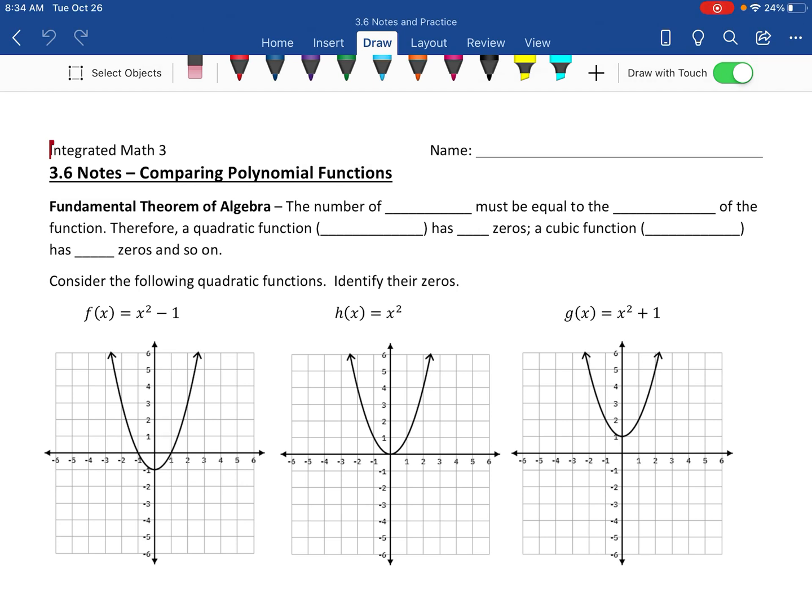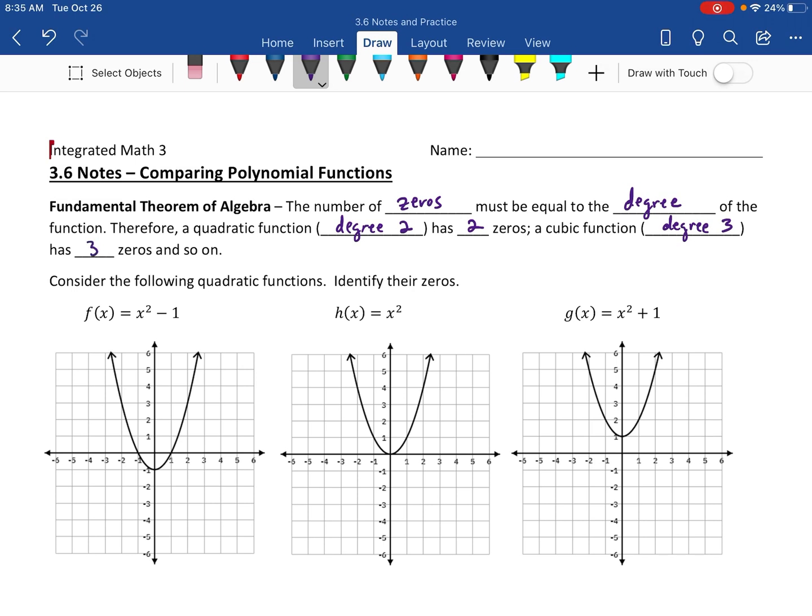The first thing that we need to start with is the fundamental theorem of algebra, which says that the number of zeros must be equal to the degree, and if you remember, the degree is the highest exponent of a function. So therefore, a quadratic function, which has a degree of 2, has 2 zeros. A cubic function has a degree of 3, so it has 3 zeros, and so on.